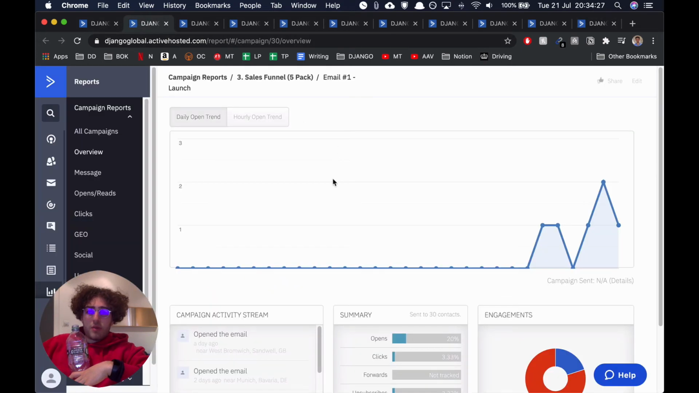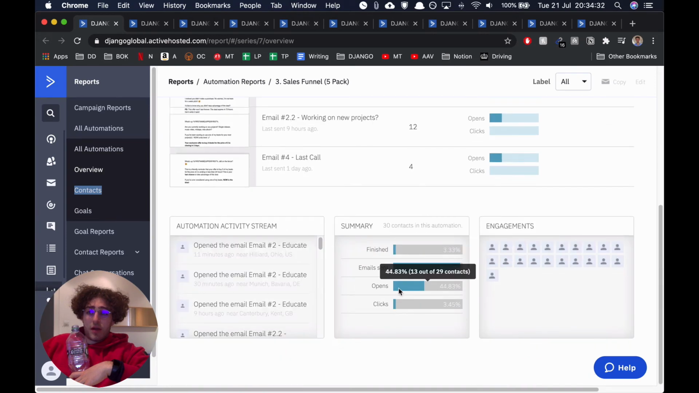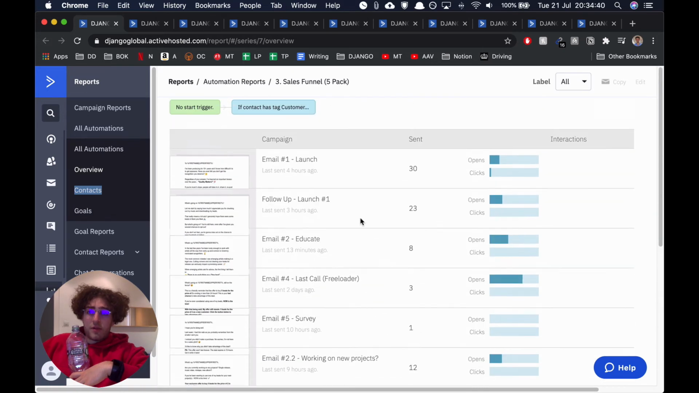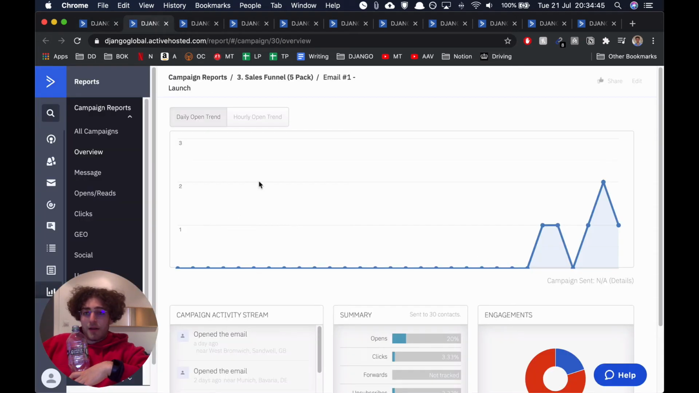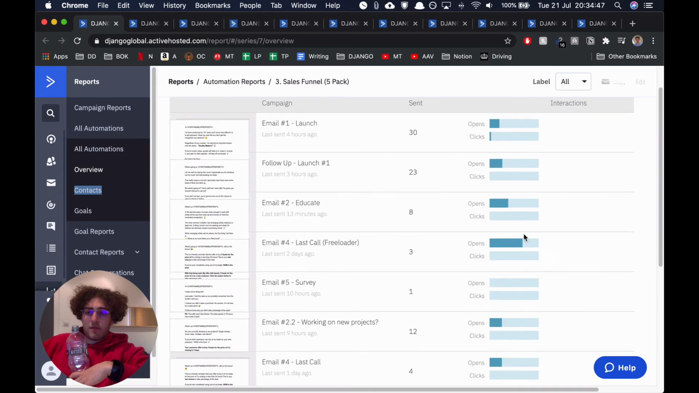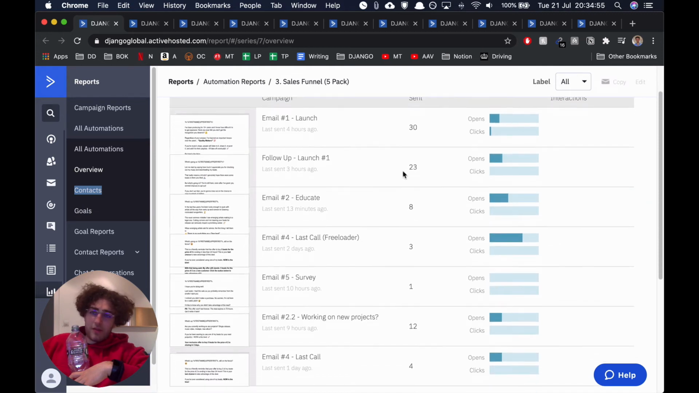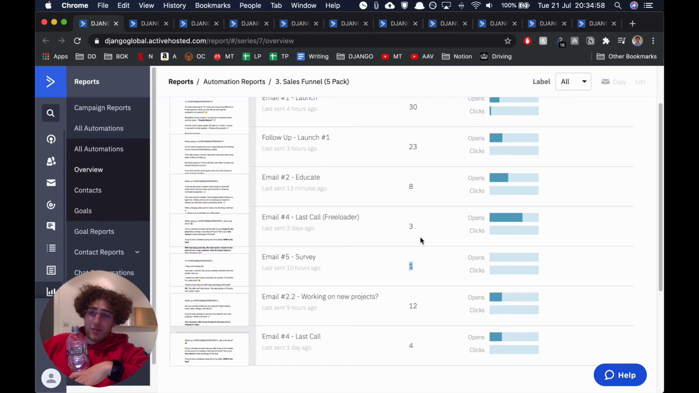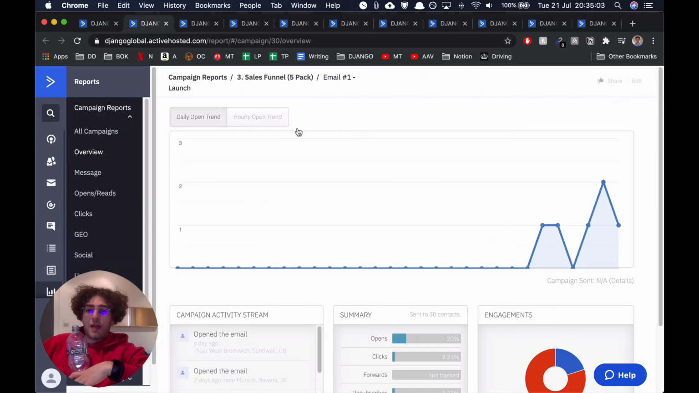We can go through all the emails one by one, or we can look at the automation from a high level and say the open rate is 50%, click rate is 3%, and the emails sent is almost everyone. We look through the emails one by one, and you can see an easy breakdown here. The open rate is 20%. It's just very poor data right now. We're sending these emails to 1 person, 3 people, 8 people. It's just not really enough.